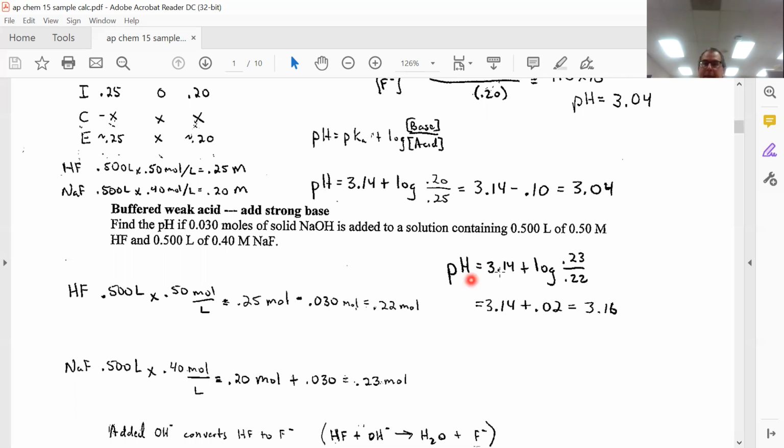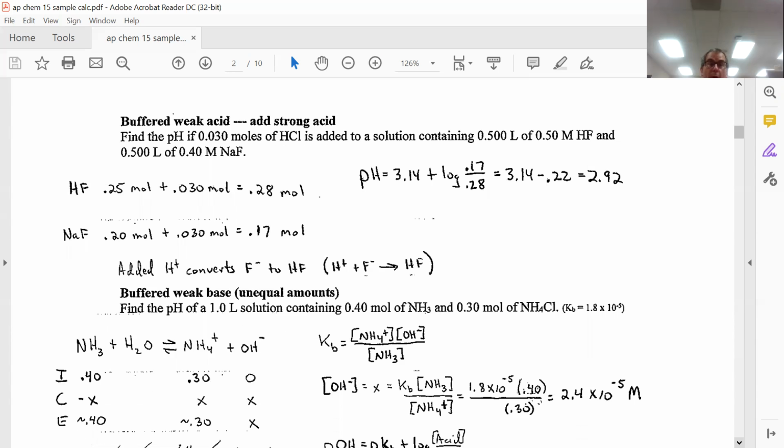So I can just say pH equals the pKa, which is 3.14, plus the log of the base over the acid. Now the base is slightly bigger than the acid, so it ends up being plus 0.02, and it ends up being 3.16 instead of the 3.14 I had when I had equal amounts. Okay, what if I add acid to this? Same problem. How is that going to work?